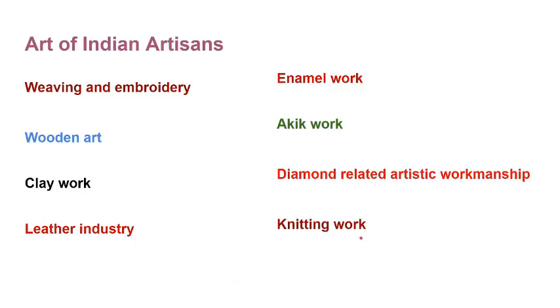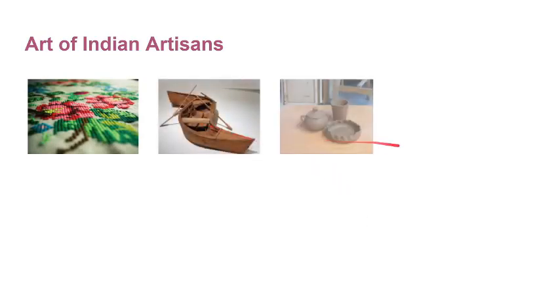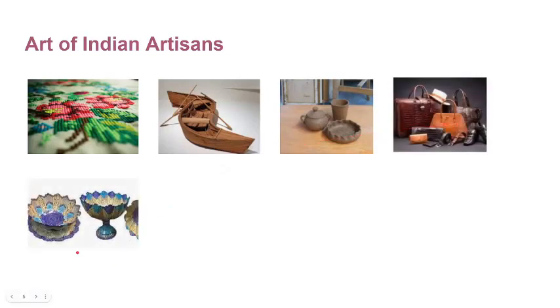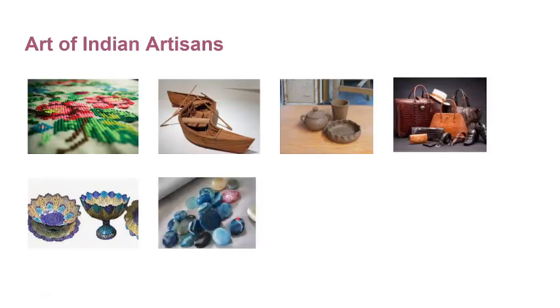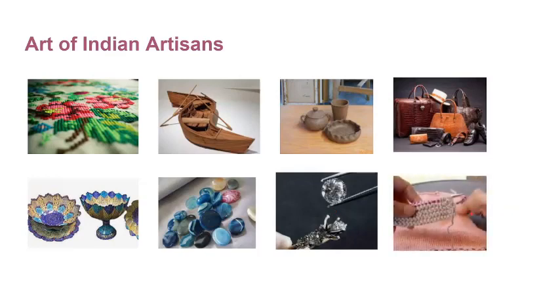Knitting work. It is one method by which yarn is manipulated to create a fabric. It is used to create many types of garments. Knitting may be done by hand or by machine. So let's see some of the pictures. This is weaving and embroidery, wooden art, clay work, leather industry. This is enamel work, aqiq work, diamond related artistic workmanship, and this is knitting.